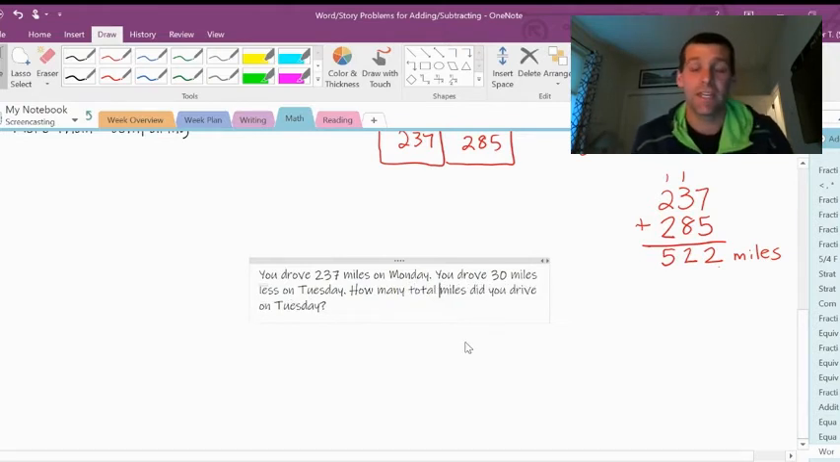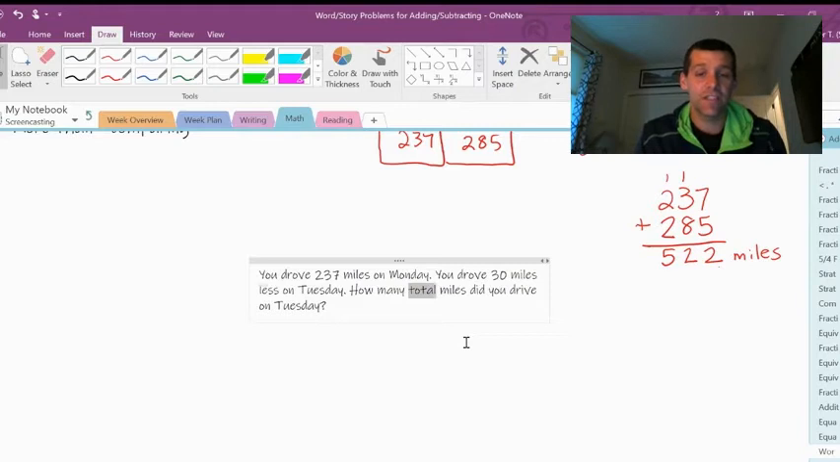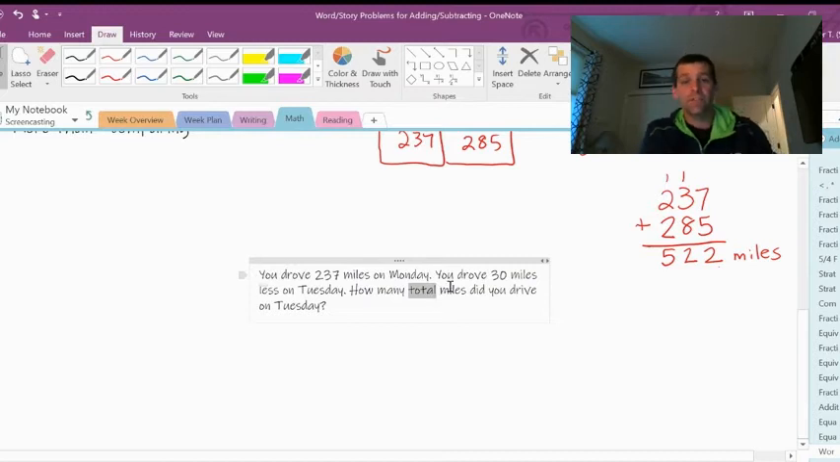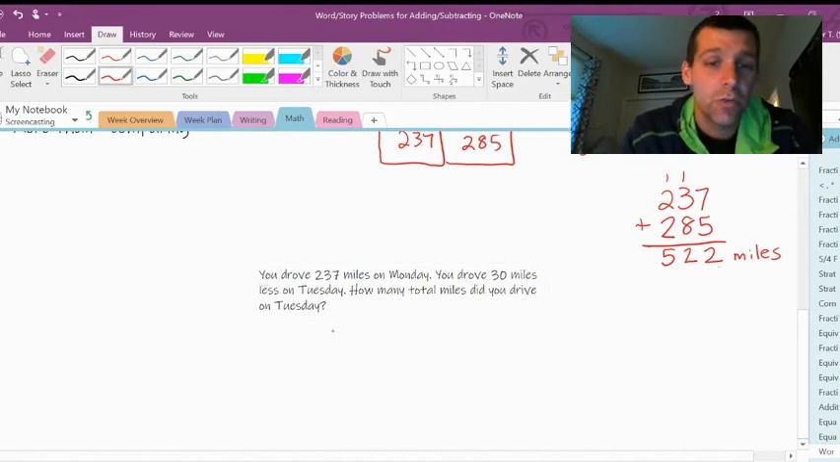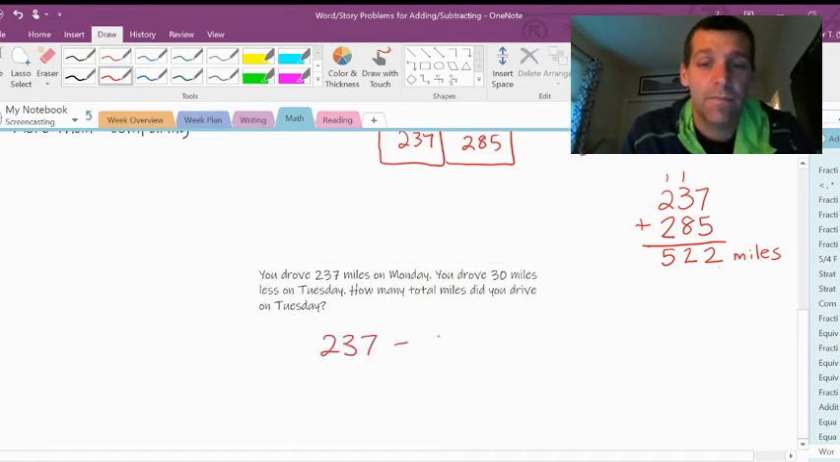I'm going to do that in order to make it a little bit tricky. Because again, this idea of total makes me think that I'm going to make this into addition. But really, I have to look for my other keywords here. I drove here, so again, 237 on Monday.